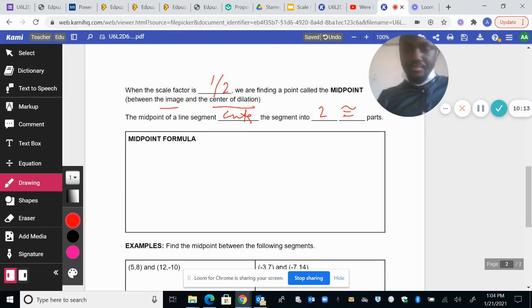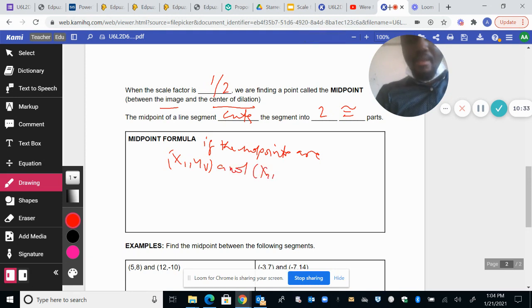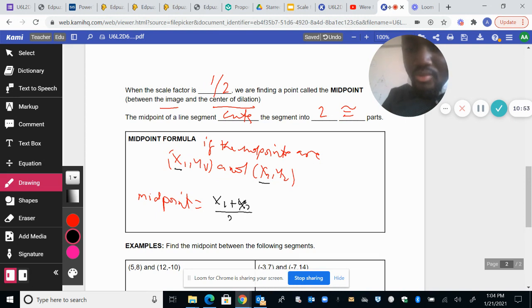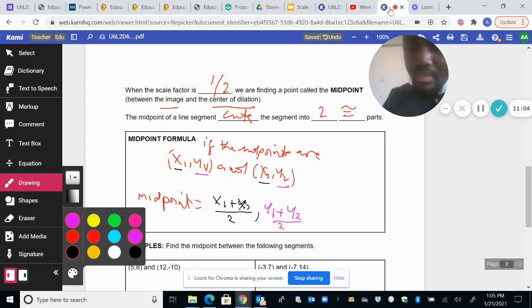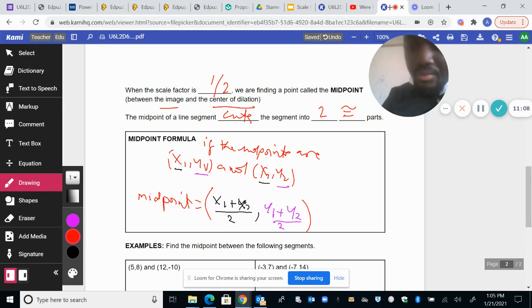So there's a formula for that. If the endpoints are x1, y1 and x2, y2, then the midpoint formula will just be, you take the sum of the x components, I'm going to underline them, take half of it, so it's going to be x1 plus x2 over 2, and you also take the sum of the y components, y1 plus y2 over 2. So then this becomes the center you're looking for.